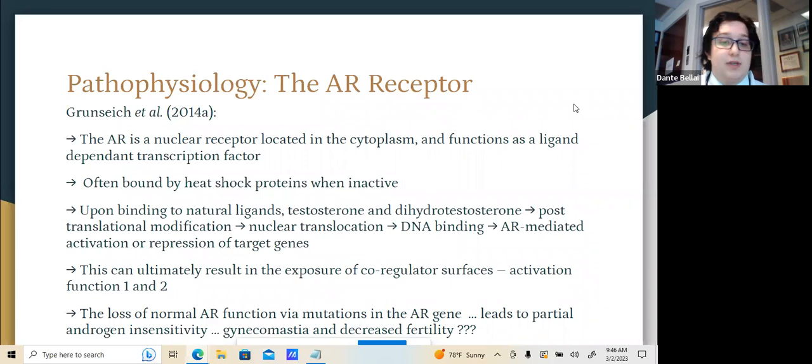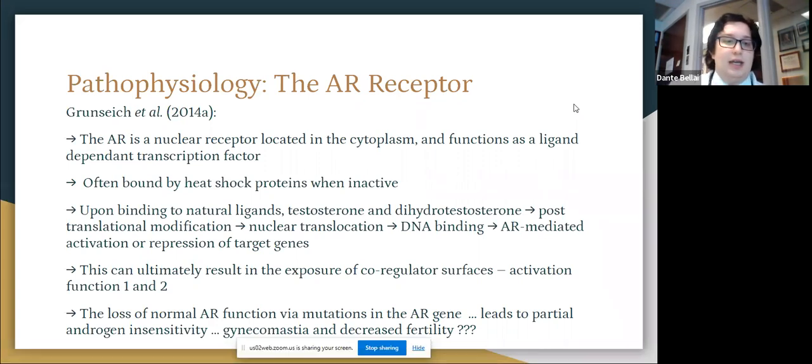This can ultimately result in the exposure of co-regulatory surfaces AF1 and 2, so activation function 1 and 2. A loss of androgen receptor function in people with Kennedy's disease due to mutations leads to this androgen insensitivity, which is thought to underlie some of the hormonal changes that we see in people with Kennedy's, like the gynecomastia or decreased fertility, for instance.